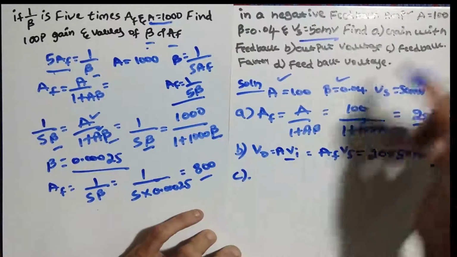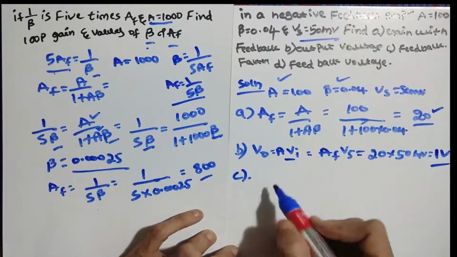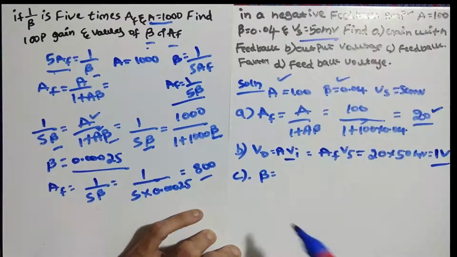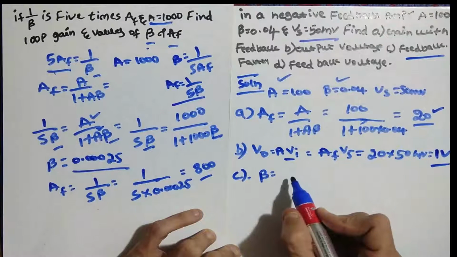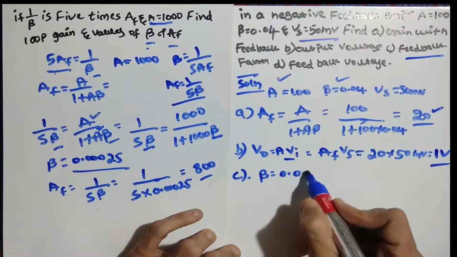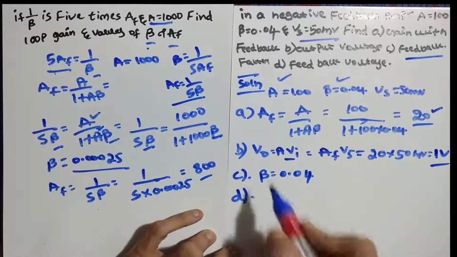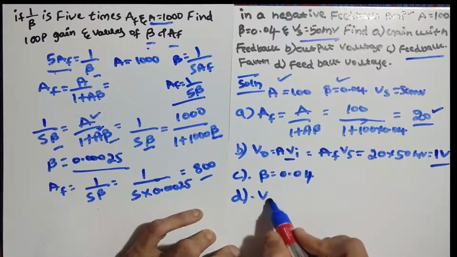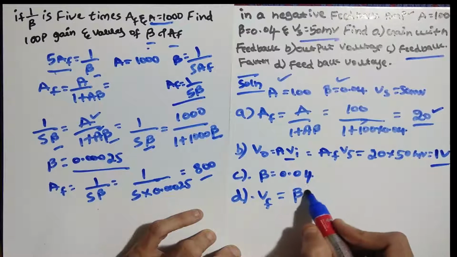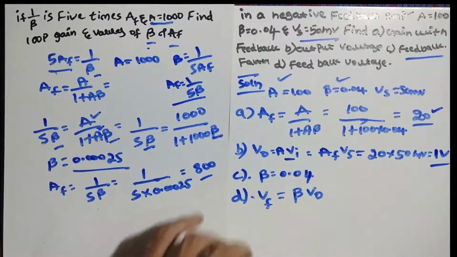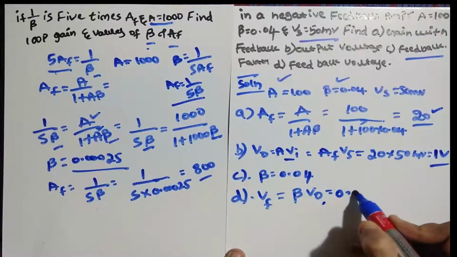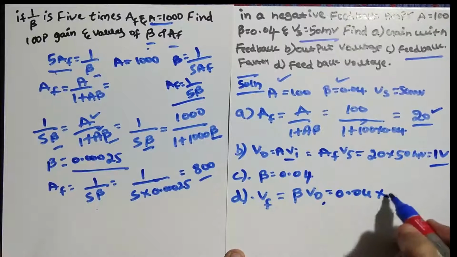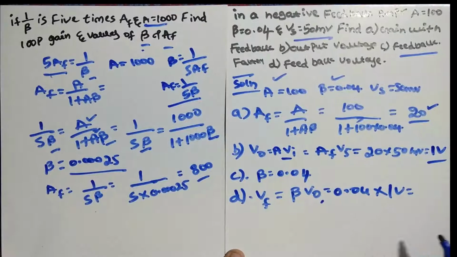And C is feedback factor, that is nothing but beta. Here beta is already given, so just a simple thing you have to know is that feedback factor is nothing but beta. So the beta value is already given, so directly take that, 0.04, no calculation required. In D, feedback voltage. So feedback voltage is nothing but Vf. We know that Vf is equal to beta into V0, or you can use Vi is equal to Vs minus Vf formula also. Anything you can use. Anyway, beta is given, so it is 0.04 into V0, which we also got as 1 volt. So very simple. So you will get 40 milli.